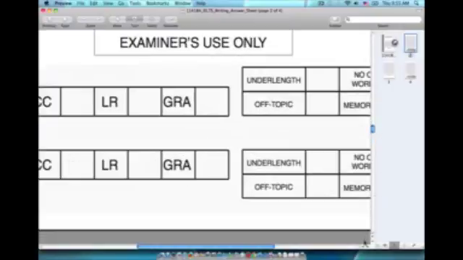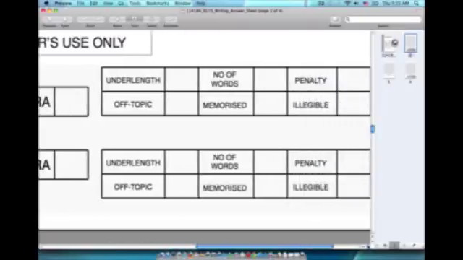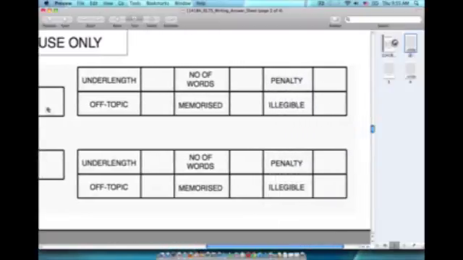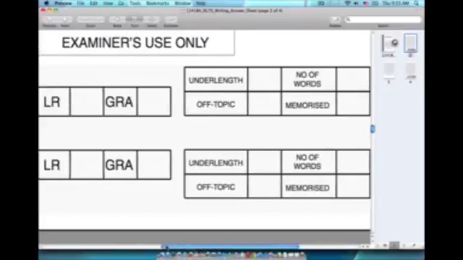And you can see on the right hand side here, the examiner is given some space to identify whether the response was under length, which would be below 150 words in this case, whether the response is off topic, the number of words that are present in the response, whether the response was a memorized response, any other sort of penalty, and whether the response is illegible at parts, which means that it cannot be read because it was written too messily.